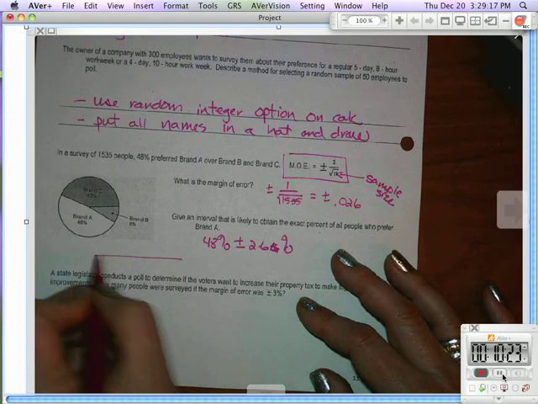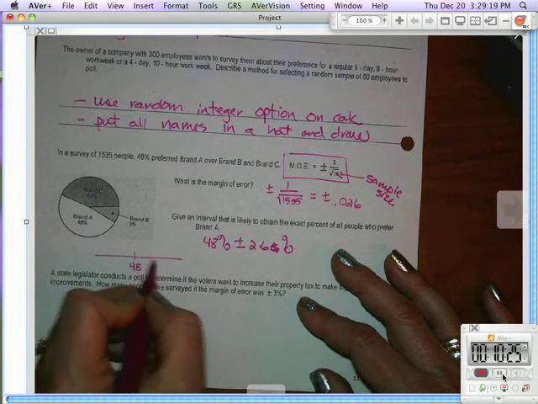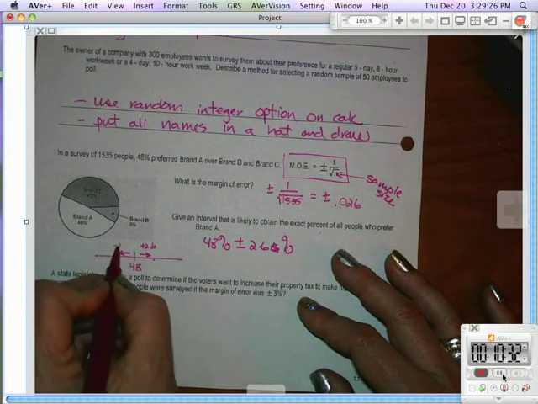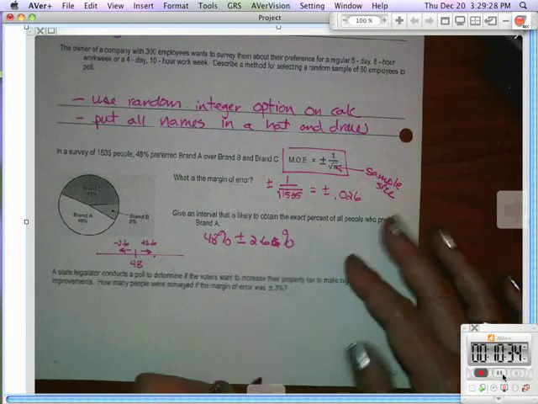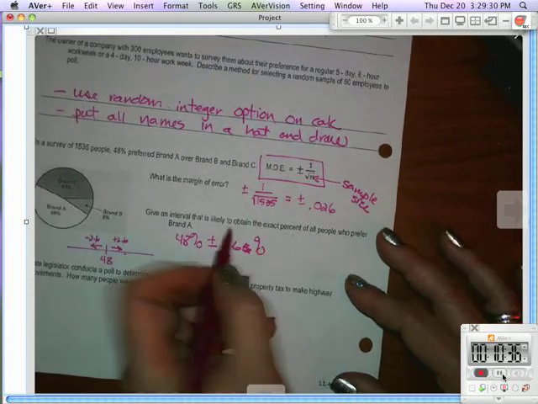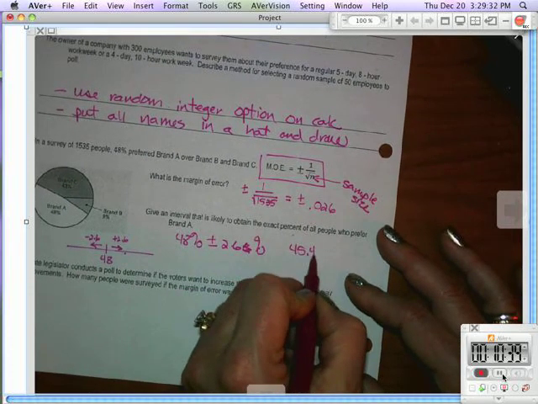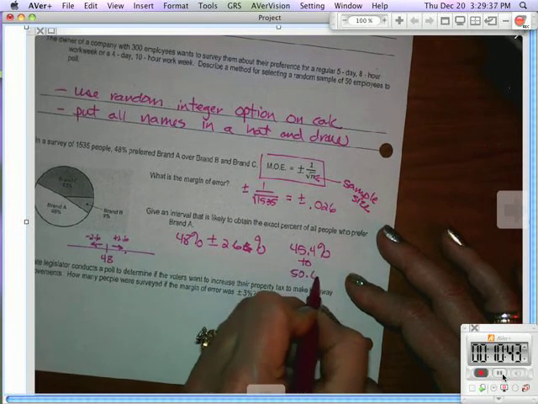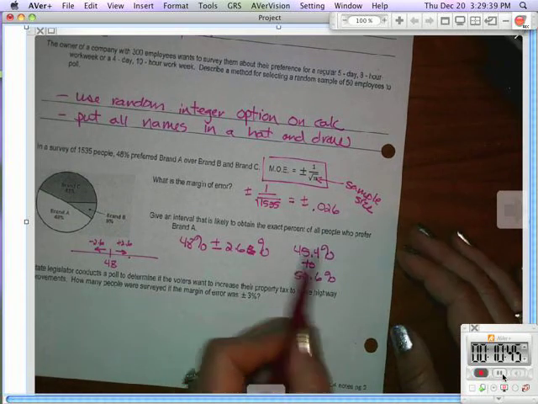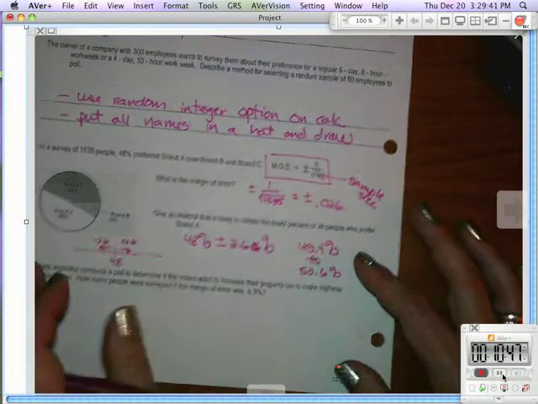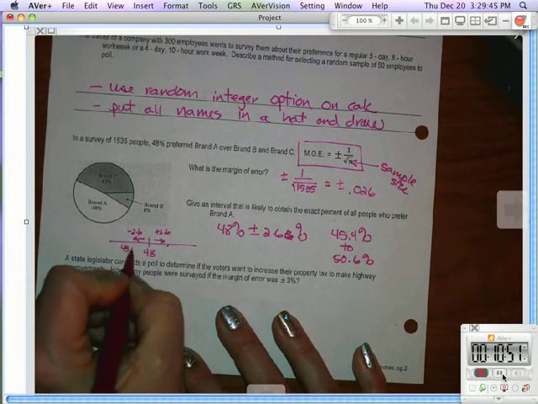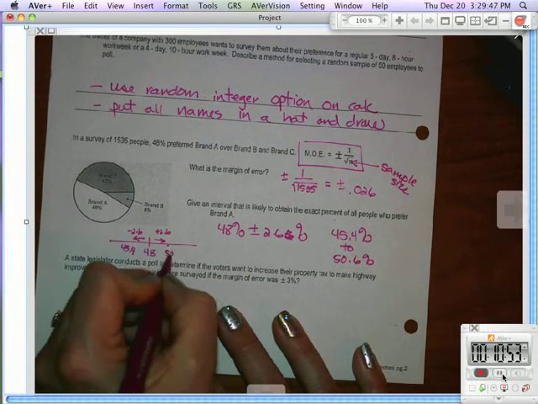Here's your 48, and you're going to go up 2.6, and you're going to go this way 2.6, plus 2.6, minus 2.6. And when you do that, you get 45.4% up to 50.6%. So this would be more exact as to the percentage of people that chose brand A. So there you go.